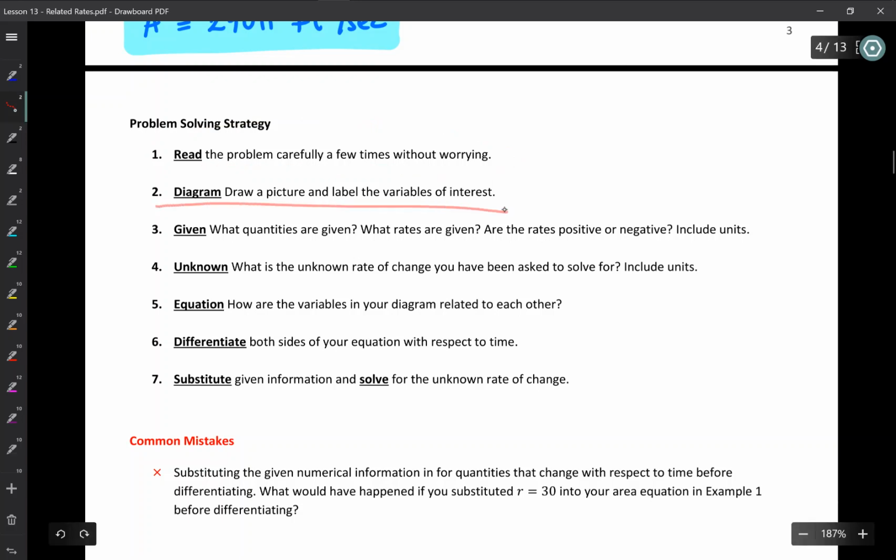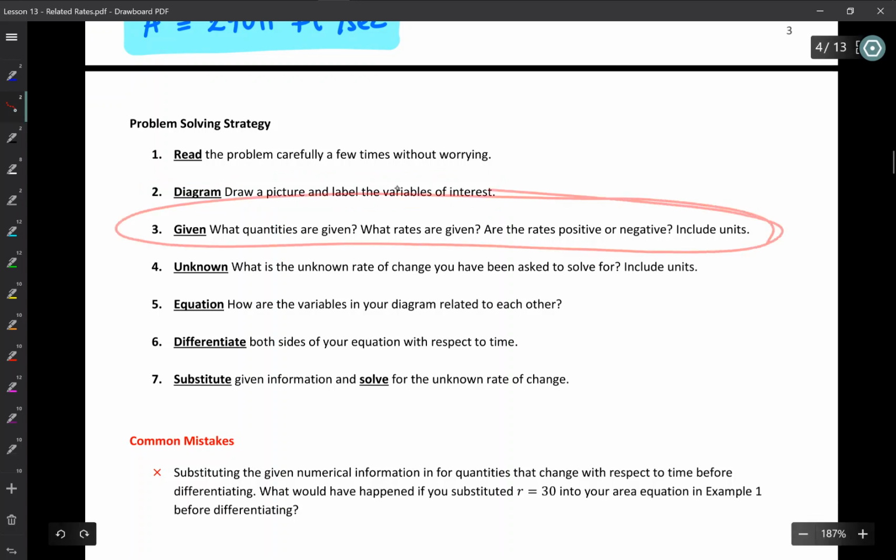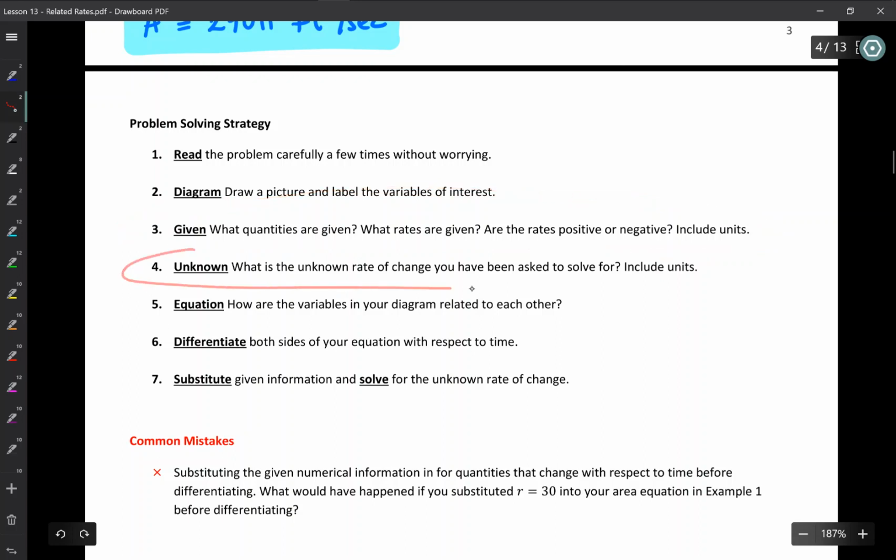Often, not always, but often, drawing a diagram with related rate problems is helpful because the way in which variables are related to each other is often geometric. Then you want to identify what they've given you. What quantities did they give you? What rates of change did they give you? And then identify the unknowns. The unknown in a related rate problem will always be a rate of change. It'll always be a derivative.